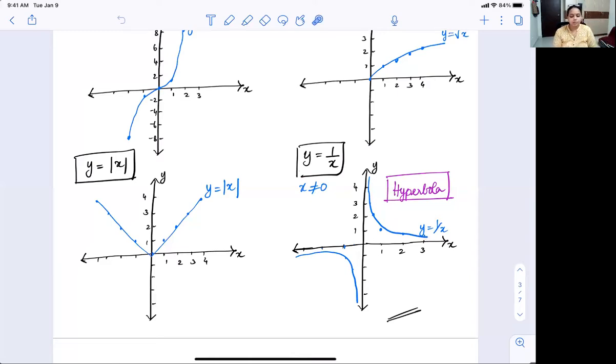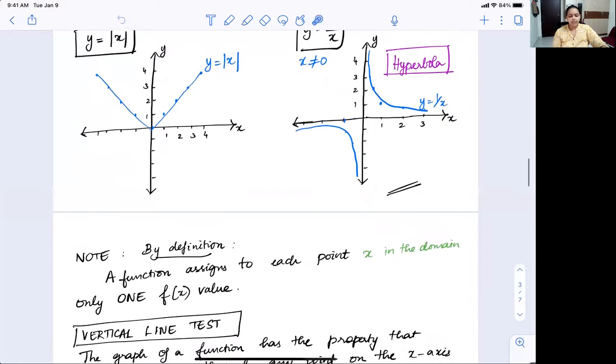So I plotted it for both the positive values of x as well as negative values of x. And that's the shape of the function. Something that looks like this is called a hyperbola. So we saw a parabola, then there's a hyperbola. You'll start seeing this more often.